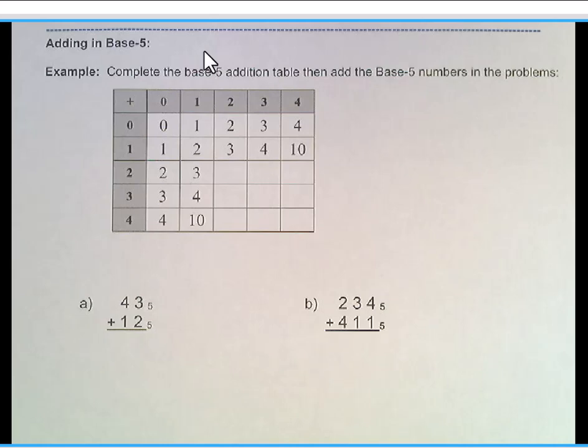Okay, now we're going to learn how to add in base 5. So you're used to adding in base 10, but we're going to bring back this other base and show you how you add in other bases, because it really does work the same. Carrying the 1 works the same. All of these strategies that you know, they all work the same regardless of the base.